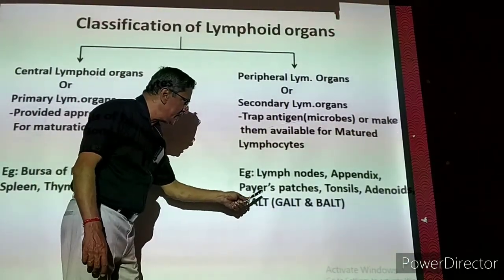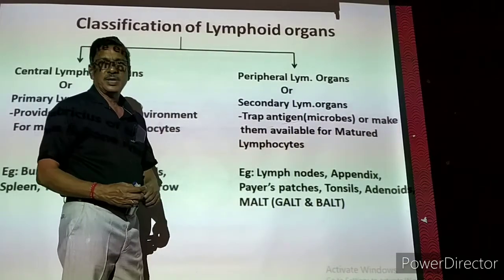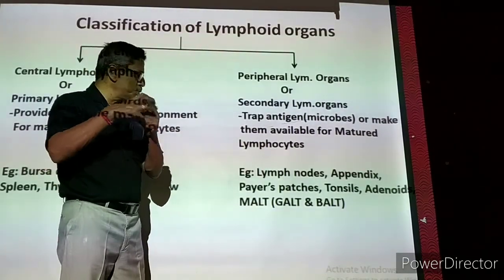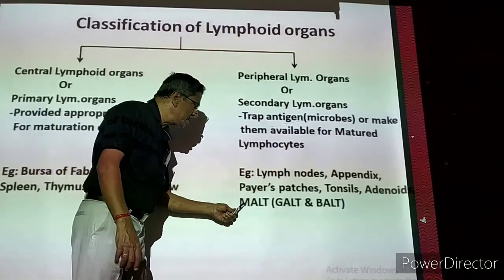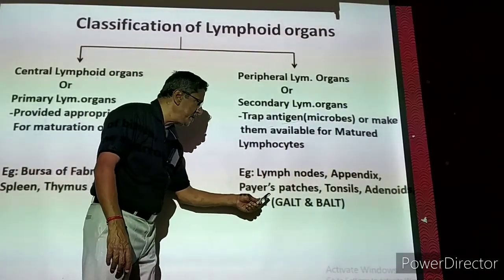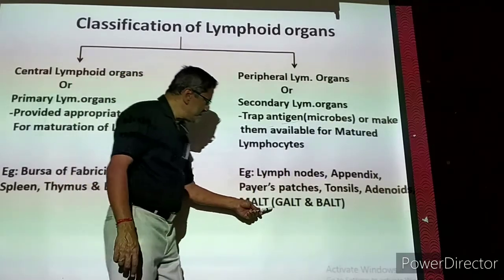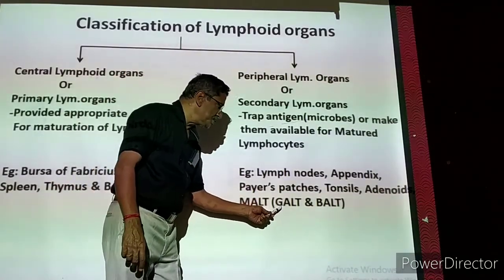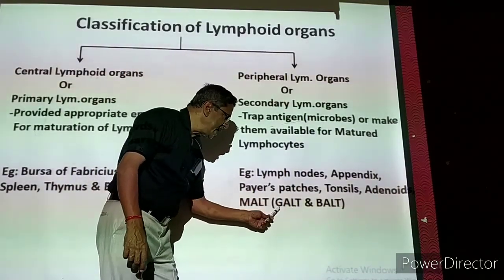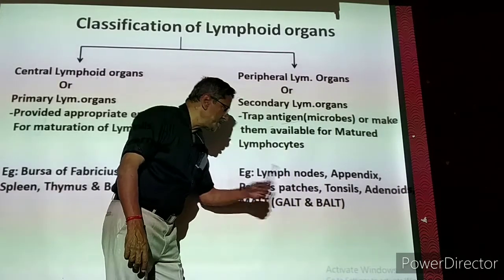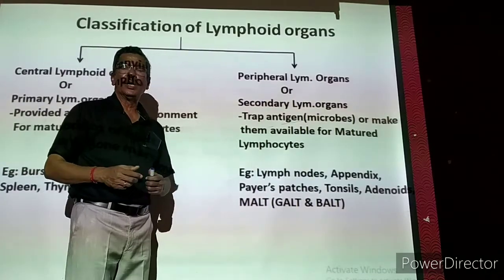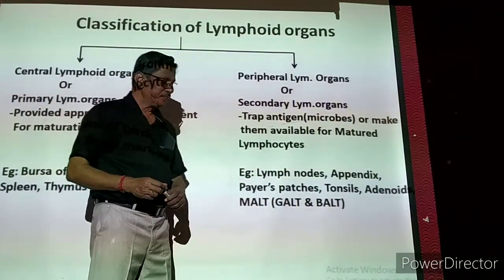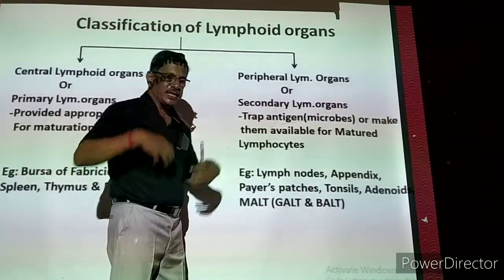Mucus associated lymphoid tissue. Wherever the lymphoid tissues, the patches, are attached to the mucus membrane, it is called a mucus associated lymphoid tissue. Two types of MALT are present. The first one is GALT, gut associated lymphoid tissue. What is a gut? The digestive tract. Just before, I told you the Peyer's patches are present there. The groups of cells are scattered everywhere.